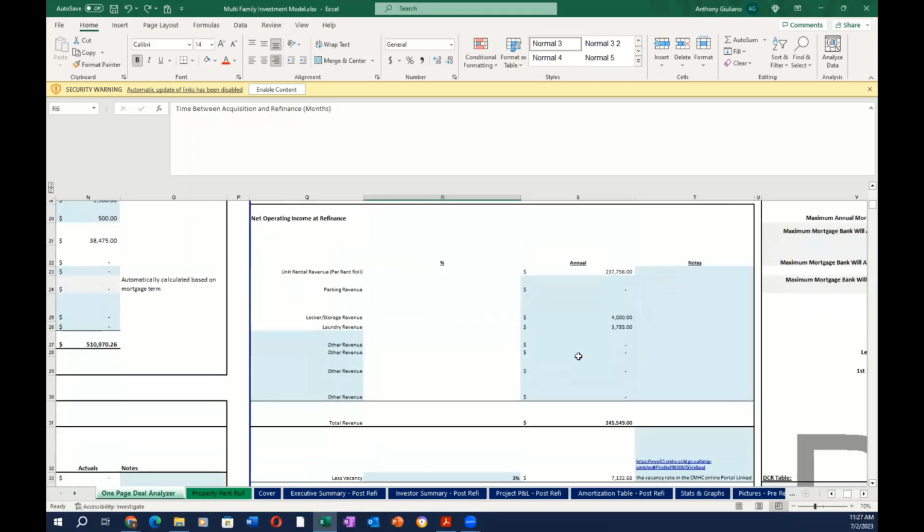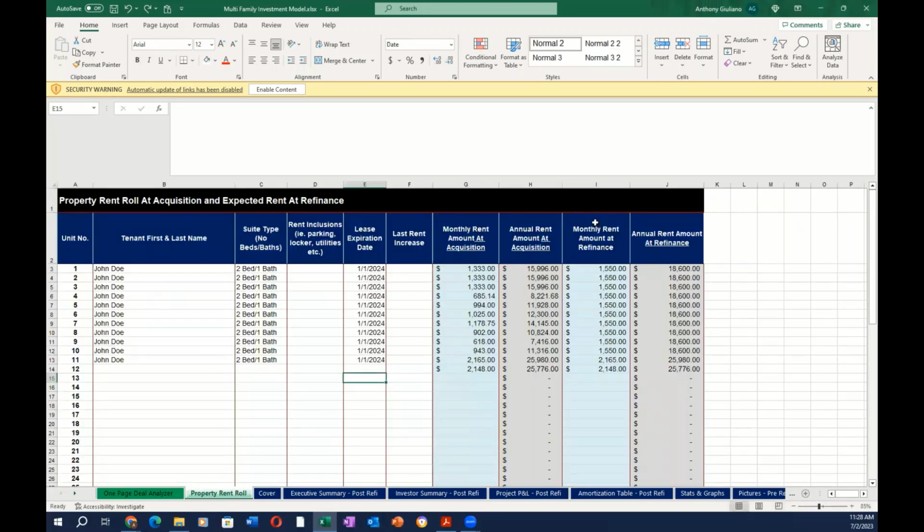All right, so the next section. This is the net operating income on the property at refinance. So now this is after we've renovated the property, after we've turned over the units, it's now ready to go, a nice polished property, and it's ready to be appraised and refinanced. So what were we doing here? Well, now we're calculating our P&L post repositioning of the property. So the unit rental revenue, remember this tab over here, the property rent roll, where we entered in what we thought we would be able to convert our rents to after we repositioned the property.